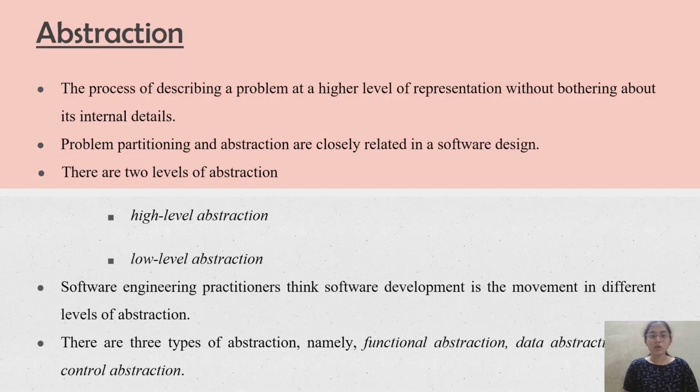Abstraction. The process of describing a problem at a higher level of representation without bothering about its internal details. Problem partitioning and abstraction are closely related in software design. There are two levels of abstraction: high level abstraction and low level abstraction. There are three types of abstraction, namely functional abstraction, data abstraction, and control abstraction.